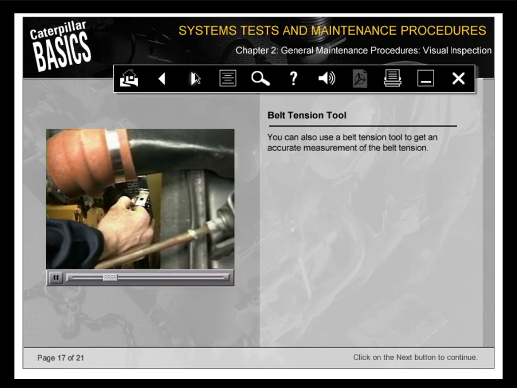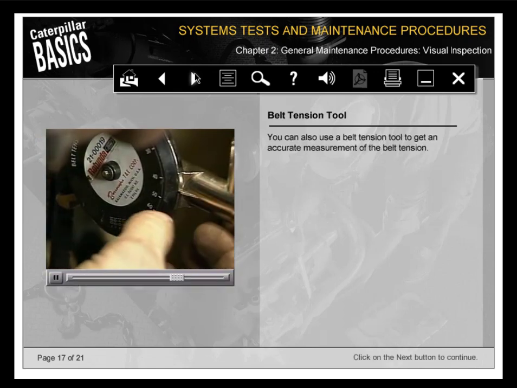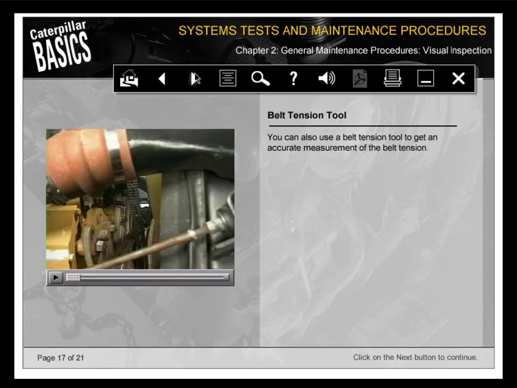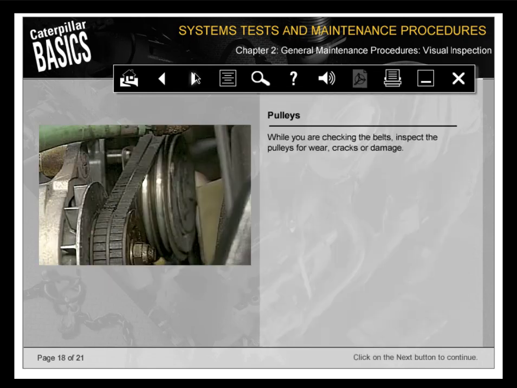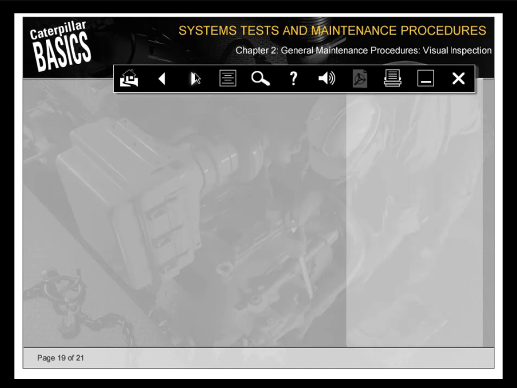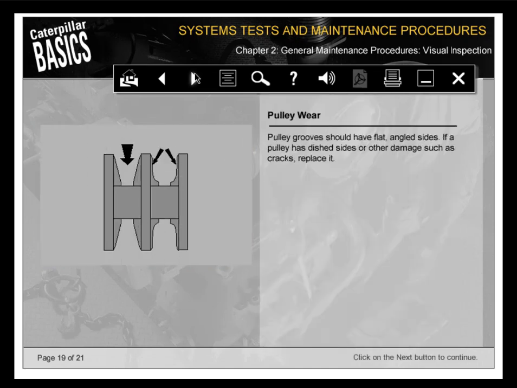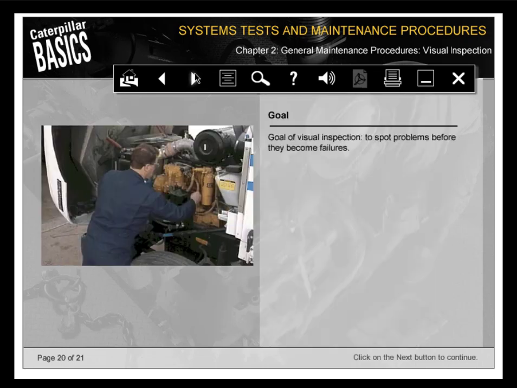You can also use a belt tension tool to get an accurate measurement of the belt tension. While you're checking the belts, inspect the pulleys for wear, cracks, or damage. Pulley grooves should have flat, angled sides. If a pulley has dished sides or other damage, such as cracks, replace it. Goal of visual inspection: to spot problems before they become failures.